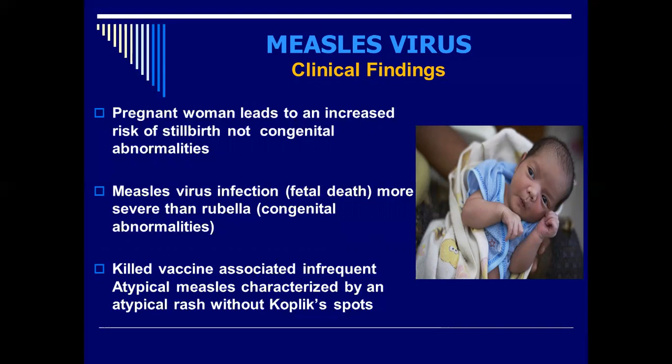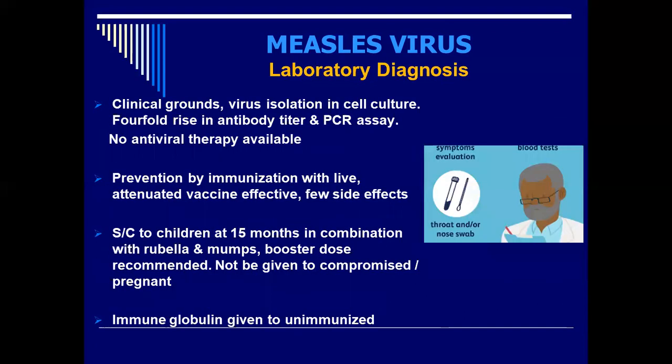The killed vaccine was used previously and has been found to be associated with infrequent atypical measles, which is characterized by an atypical rash with no Koplik spots. Now, this vaccine is no more in use. We now have more refined forms of vaccines. So previously, we could have the incidence of atypical measles in which you cannot see the Koplik spots, but the other signs and symptoms are present.